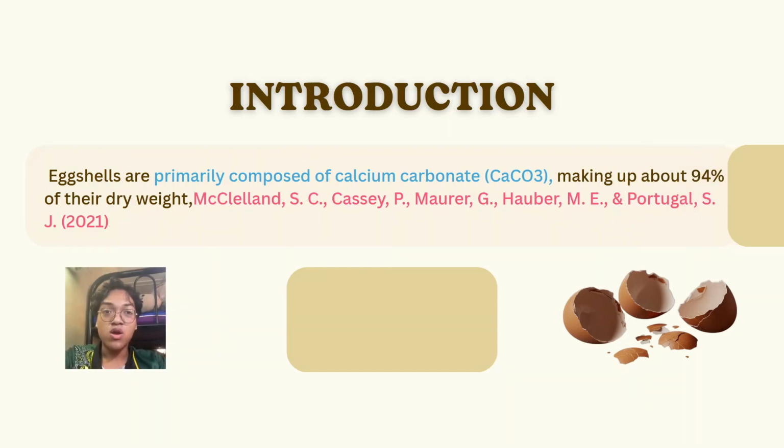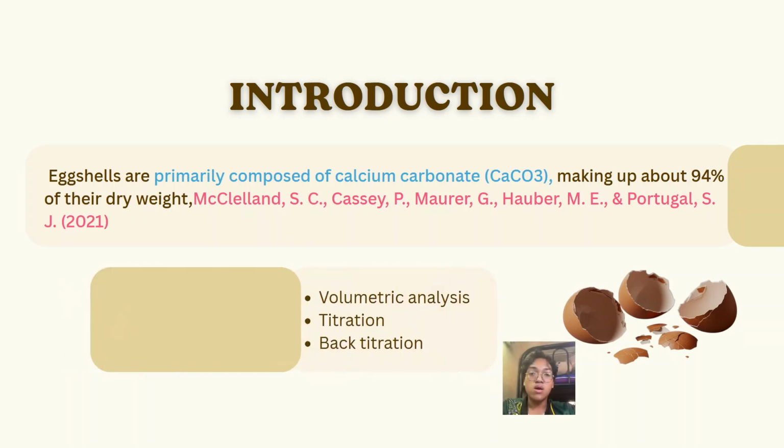Eggshell is primarily composed of calcium carbonate, CaCO3, making up about 94% of its dry weight. We used a few methods to determine the calcium carbonate in eggshell. First, volumetric analysis, titration, and back titration.